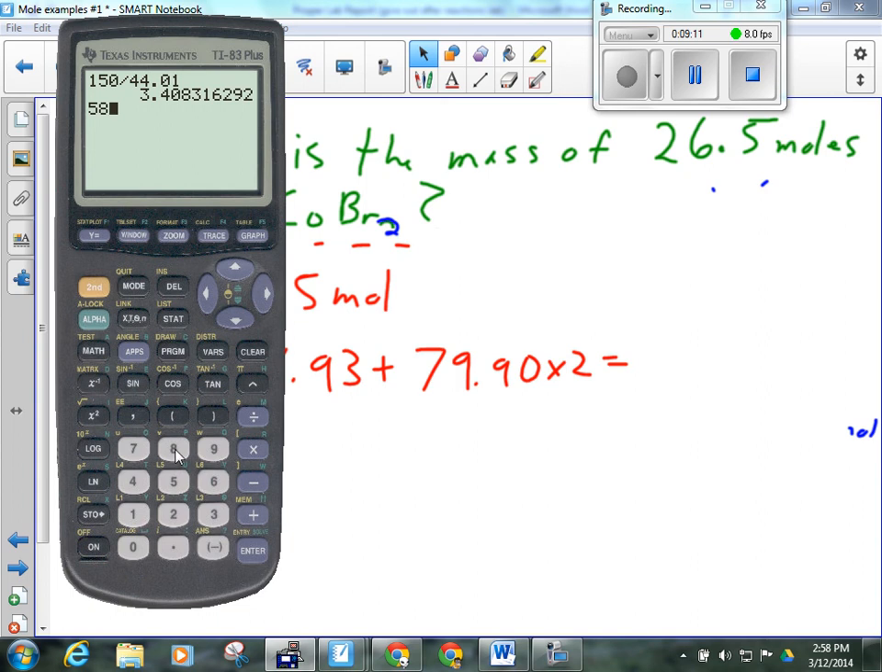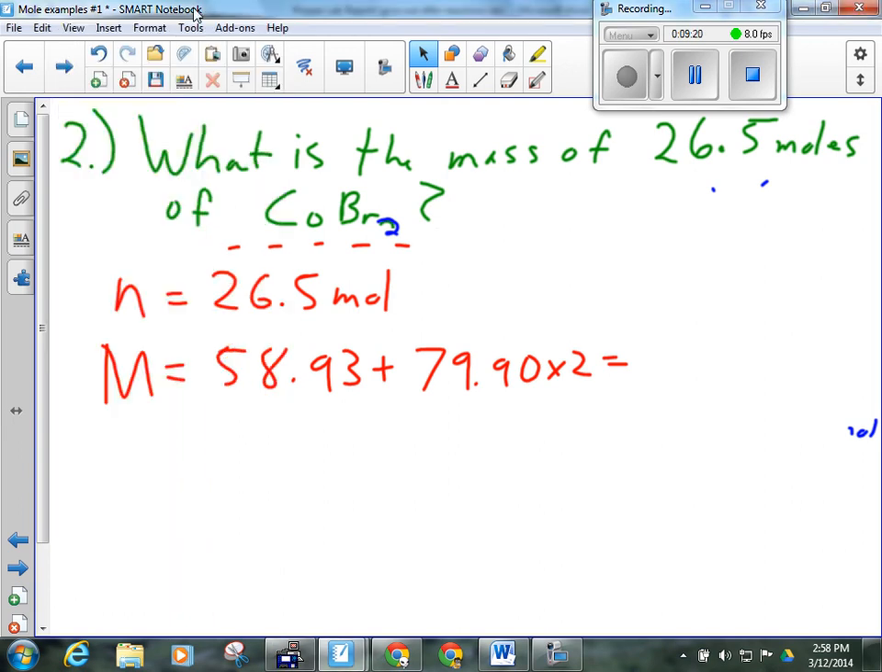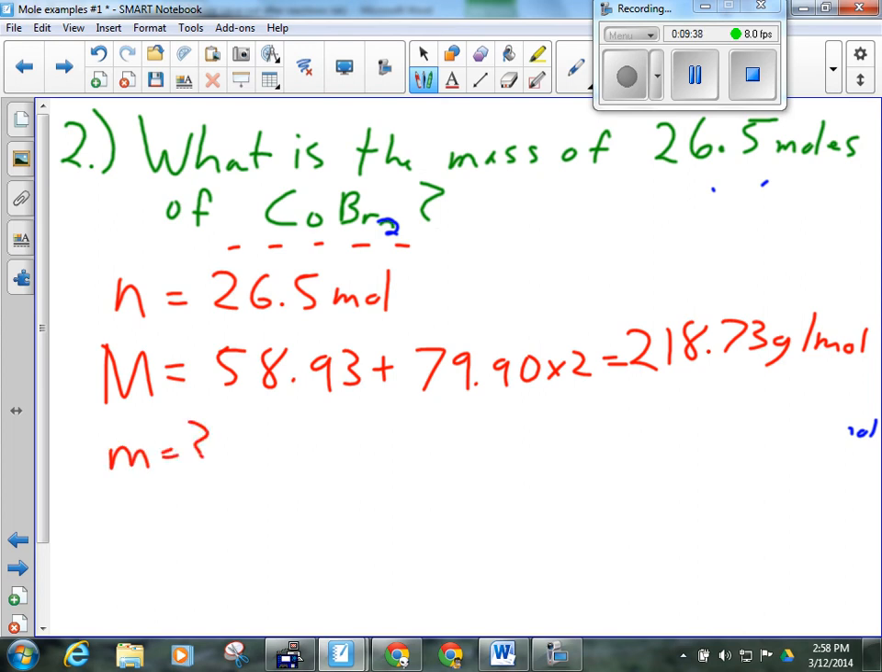So 58.93 plus 79.9 times 2 is 218.73 grams per mole, because this is the mass of 1 mole. It's asking me what's the mass, so we're looking for little m. So we go back to our formula: N equals little m over big M.